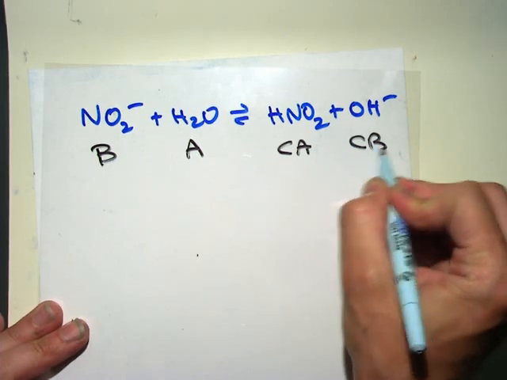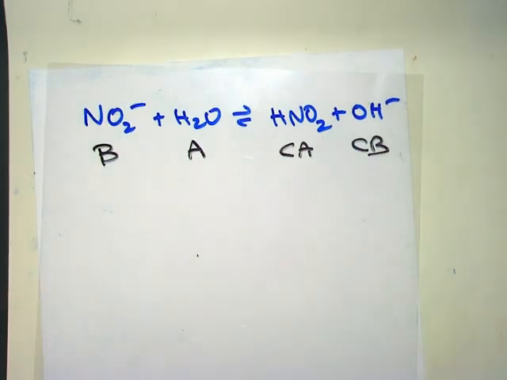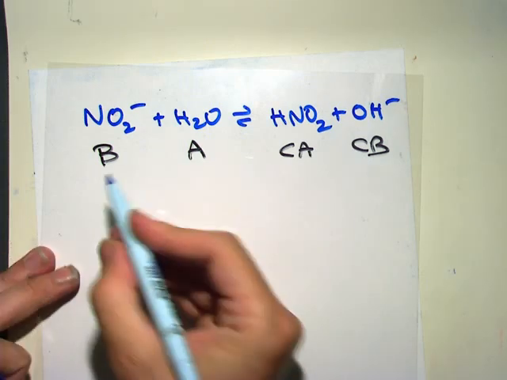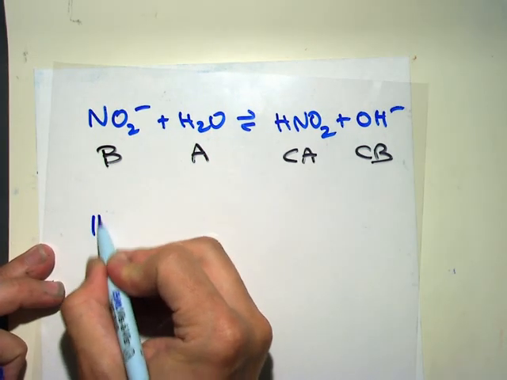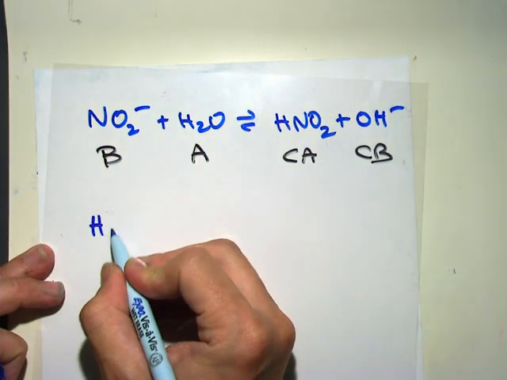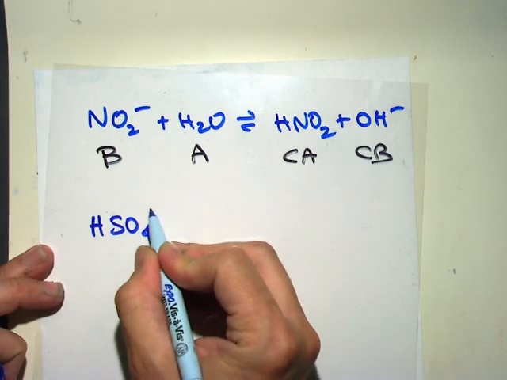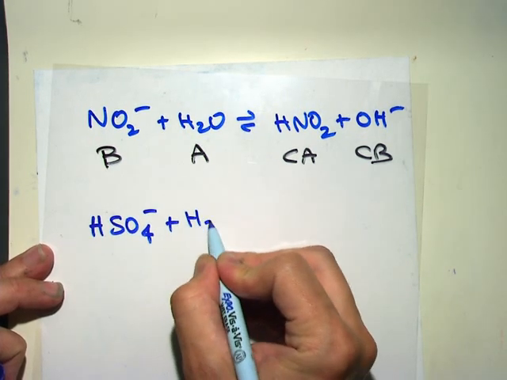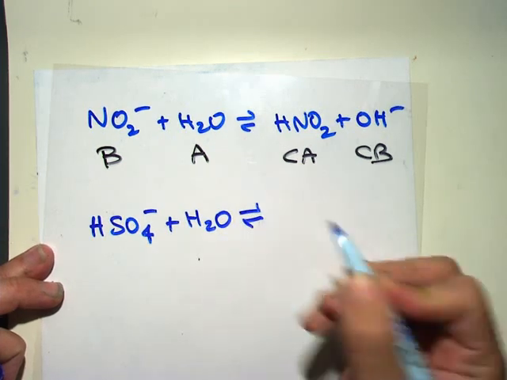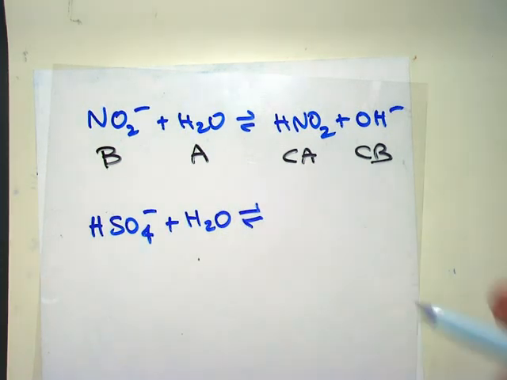Here, NO2 minus grabs a hydrogen, and so it must be a base. It's a proton acceptor. Thus, the conjugate is the conjugate acid. And so, if NO2 minus is the base, H2O is the acid, thus OH minus is the conjugate base, which we should recognize OH minus as a conjugate base. Okay, so that's how you label those.